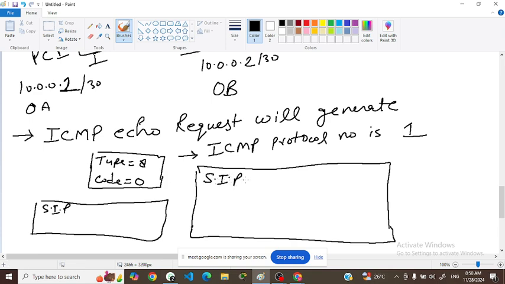Source IP will be 10.0.0.1. Source MAC is 0A. So did PC2 know about the destination IP? Yes, the destination IP, it is knowing that I am sending this packet to 10.0.0.2. Did PC1 know about the MAC address of PC2?